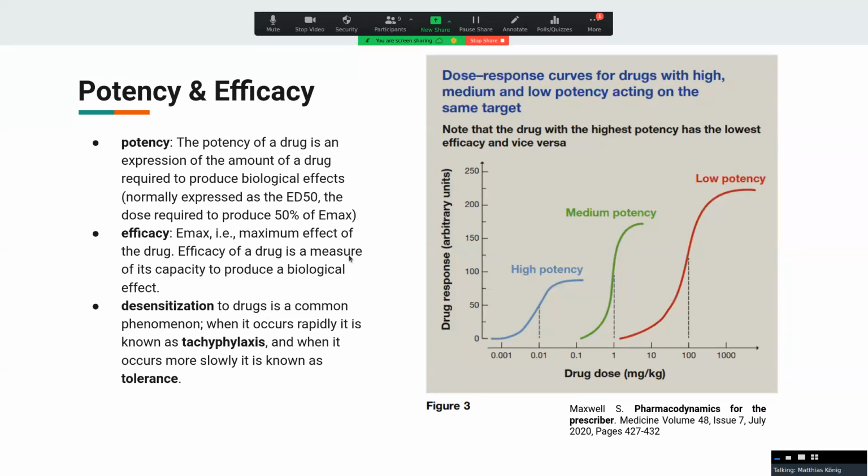And this is a measure of the capacity to produce a biological effect. So basically the higher the efficacy, the larger the effect is. So those are the concepts. Okay, how much drug do you have to give? That's the potency. And what is the maximal effect which you can reach with a drug?